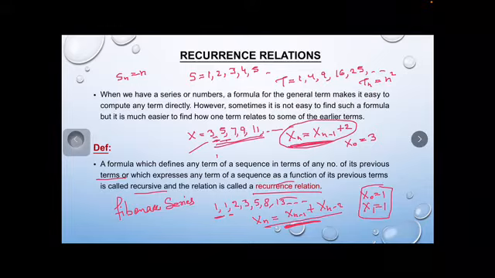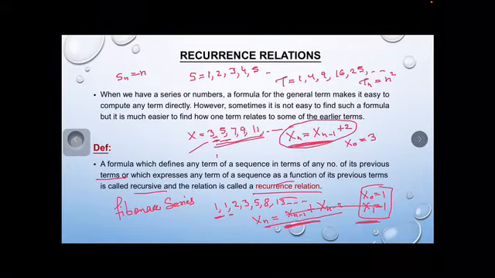But for a recurrence relation, we express the nth term in terms of the previous terms with the initial condition. We must have the initial condition. Without the initial condition, we can't find the series from the recurrence relation. Is it clear?